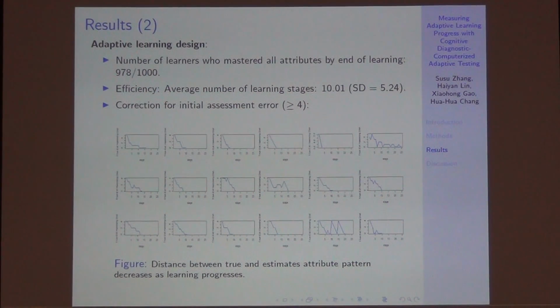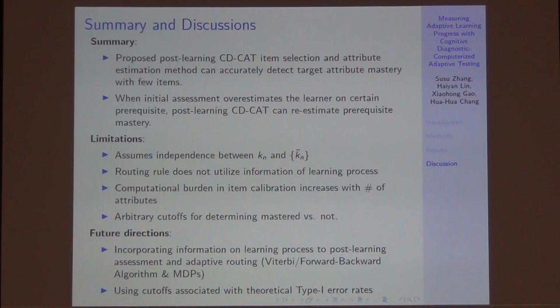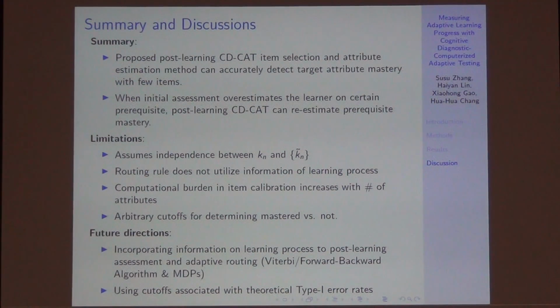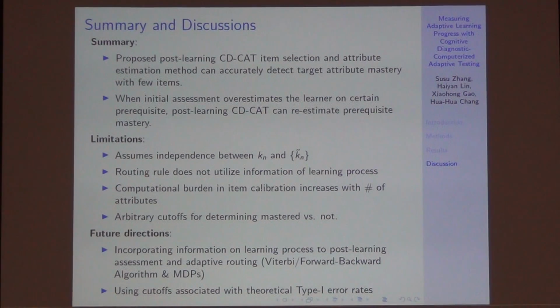So as a summary, the proposed post-learning CD-CAT item selection and attribute estimation method can accurately detect the target attribute mastery with very few items. And when the initial assessment overestimates the learner on certain prerequisites, by using the post-learning CD-CAT, we can re-estimate the prerequisite mastery and then route the students back to the things that they should have learned at first.